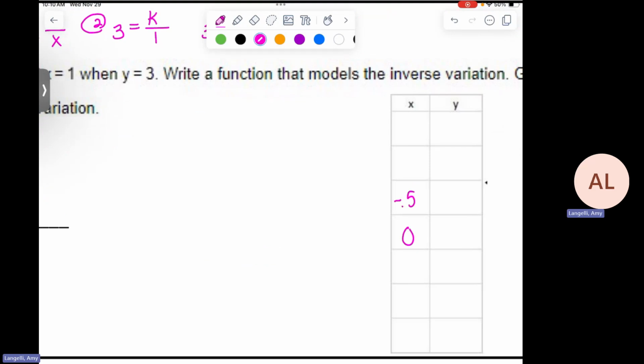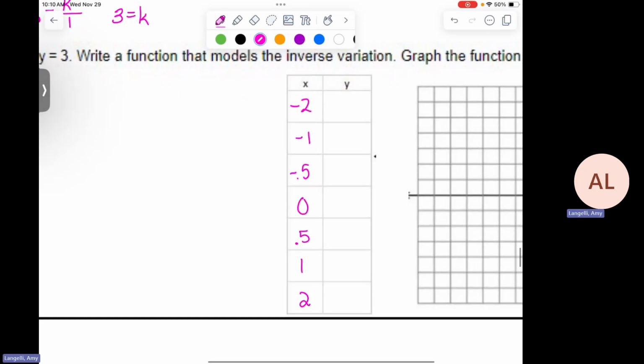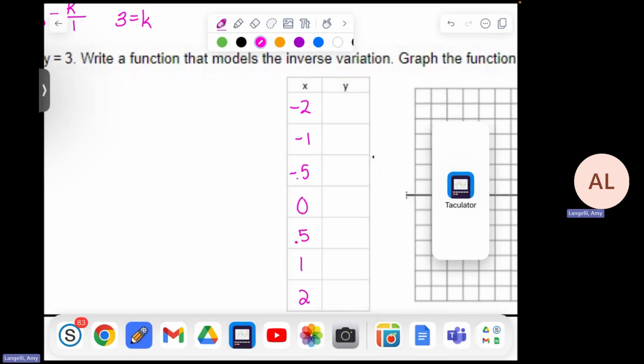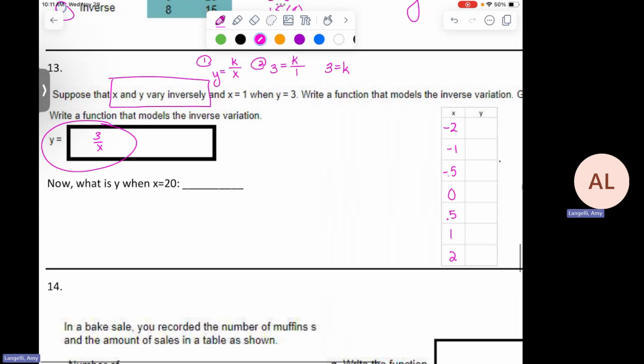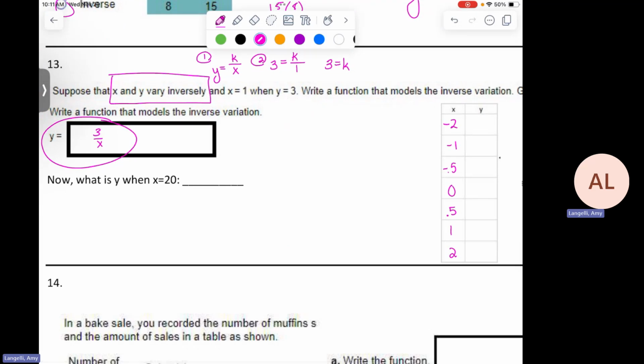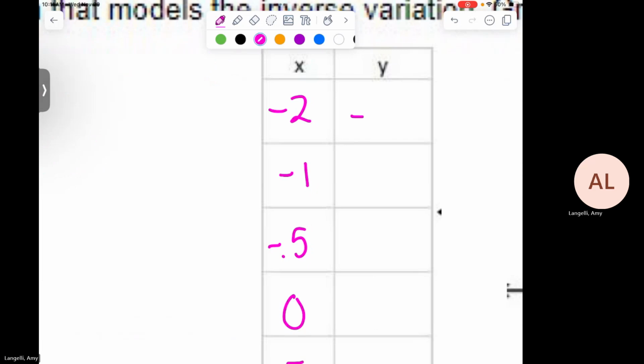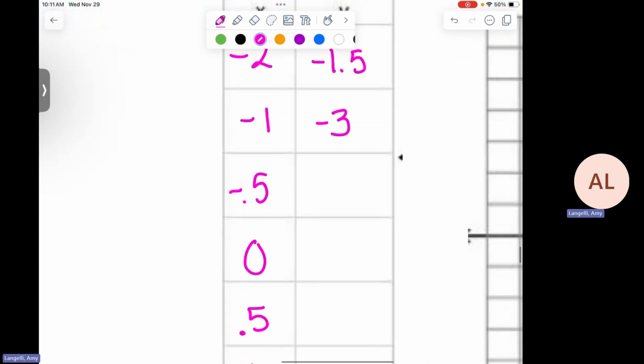I would choose negative 0.5, negative 1, and negative 2. You don't have to pick my numbers. I just like skipping by a half so I get a nice little picture and then skipping by a whole number after that. That's just my personal preference. Grab those calculators or however you want to do it by hand. I think I can do all these in my head. What's 3 divided by negative 2? 1.5. 3 divided by negative 1? Negative 3. 3 divided by negative 0.5 is negative 6.